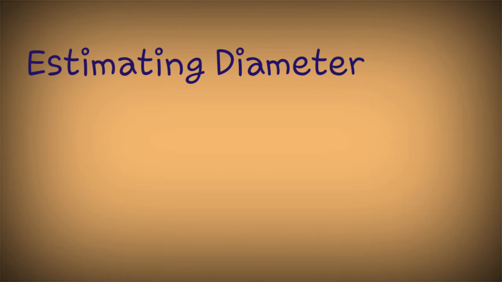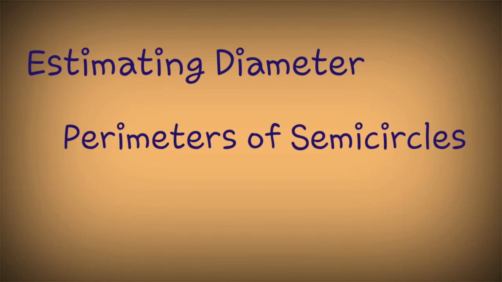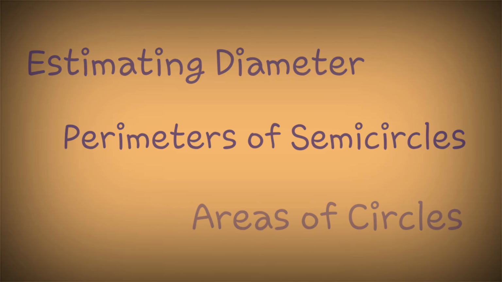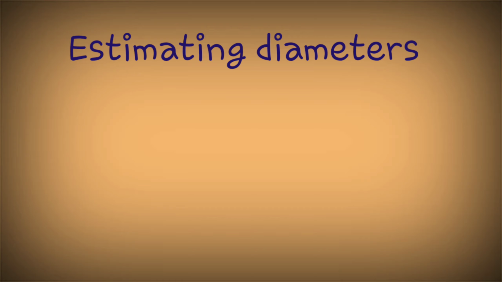In this lesson, we will be estimating diameters, finding the perimeter of a semicircular region, and finding the area of circles. We've already learned about radius, diameter, and circumference of circles. So if we're estimating the diameter of a circle, it means that we already know the circumference, and we need to figure out what the diameter is.